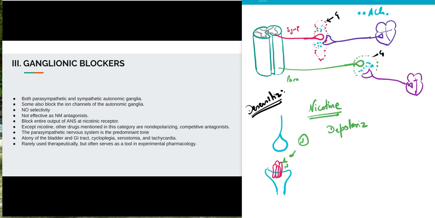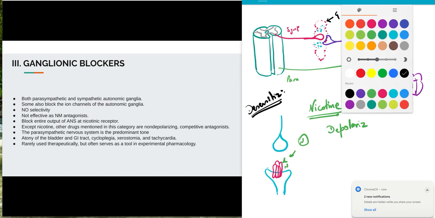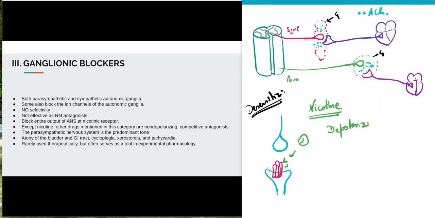So if you initially give nicotine, it will open up the ion channel. If it opens up the ion channels, maybe the heart rate will increase, but after a while the heart rate will decrease also. So this is the weird part of nicotine. Hence I can say that nicotine is a depolarizing ganglionic blocker. Is a depolarizing ganglionic blocker? Yes.